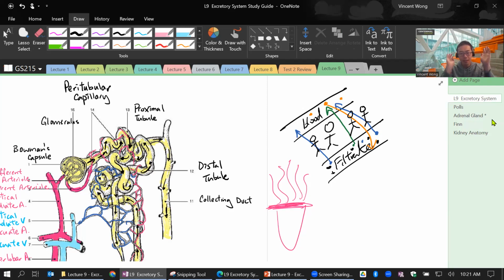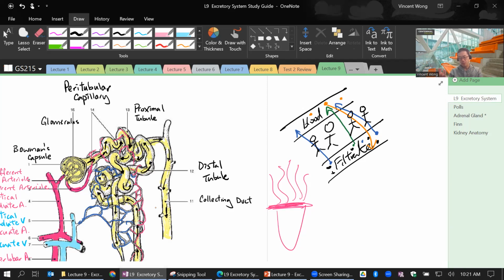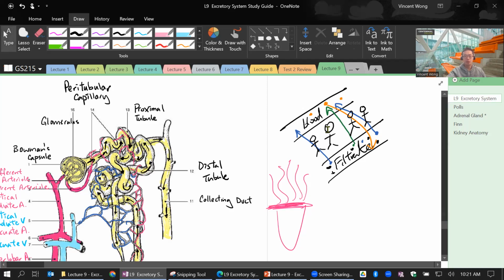So they're parallel to each other, and it allows this kind of back and forth exchange until at the end of the collecting duct, when you get the final product, the urine, it's just things that we actually want to get rid of, and we kept whatever nutrients we wanted to keep. Does that make sense? Hopefully this illustration highlights the relationship between the peritubular capillaries and the nephron.